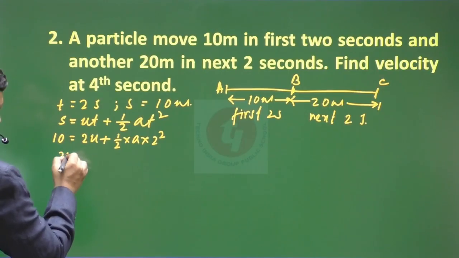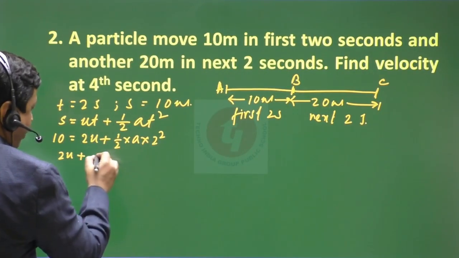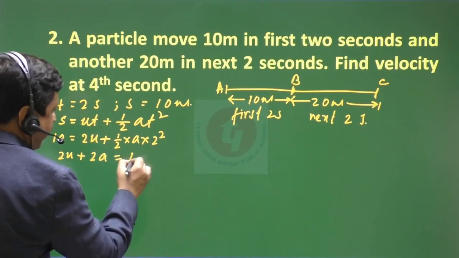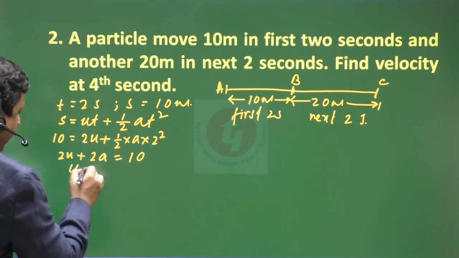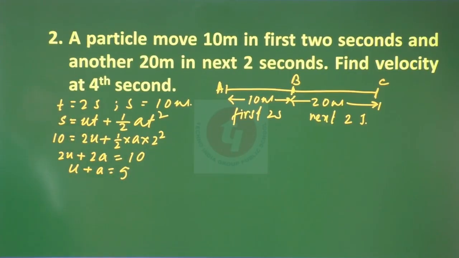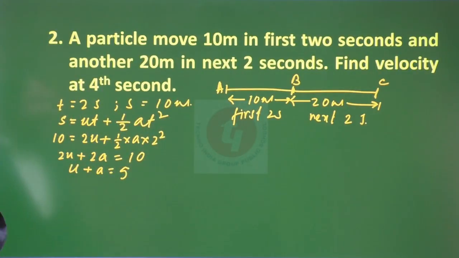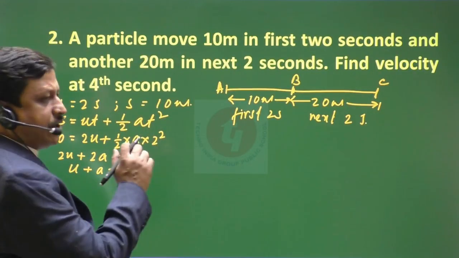That is 2u plus 2a equals 10, that means u plus a equals 5. This is the first equation in the first case, and for the second case, in the next 2 seconds it will move another 20 meter, right?